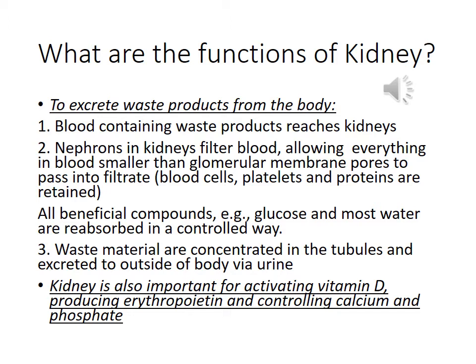Second step, the functional unit of kidney, nephron, will filter the waste. What does filtering the waste mean? All the waste compounds like urea, creatinine are concentrated in the nephron, while all of the good stuff like sodium, potassium, water is reabsorbed back into the blood. What's the last step? After the waste is concentrated in the nephron, it is excreted to outside of the body via a tract. What is this tract? Ureter, urinary bladder, urethra.